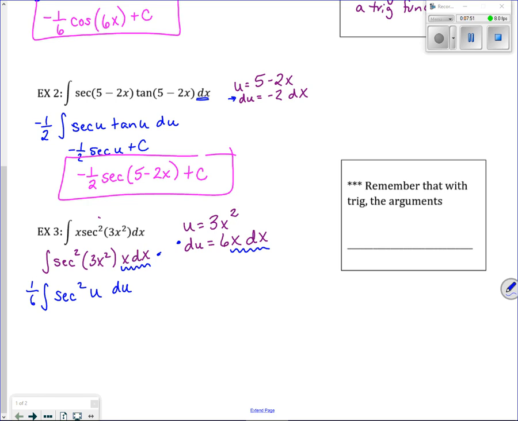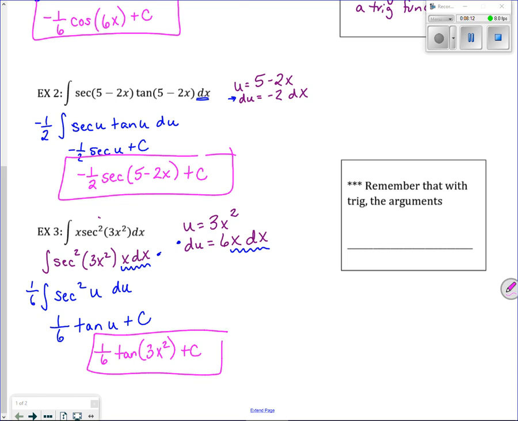See, that's the point, is u substitution should get you down to something simple that you can integrate very quickly. Secant squared is the derivative of tangent. So I have this. And so my final answer is 1/6 tangent of 3x squared plus c. And there you go.